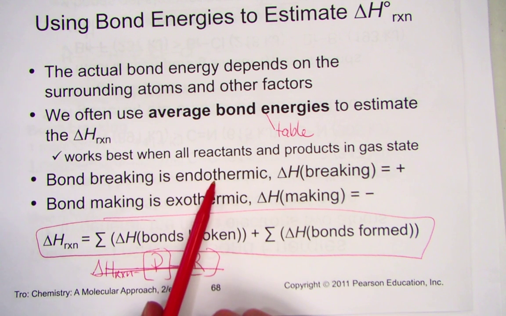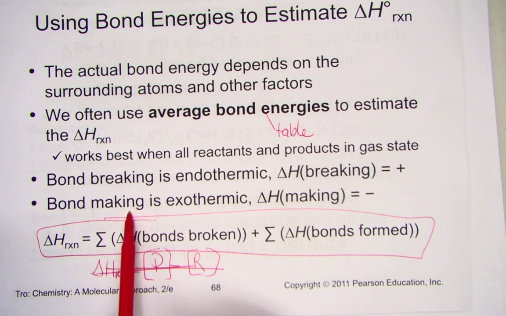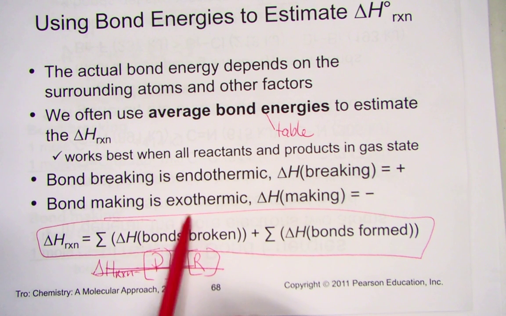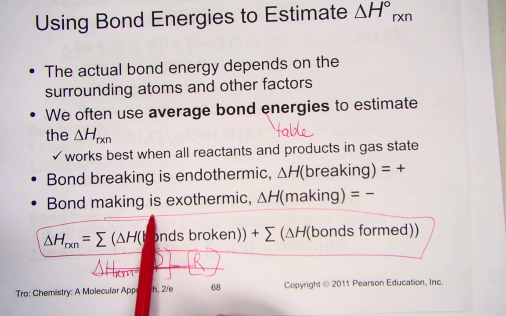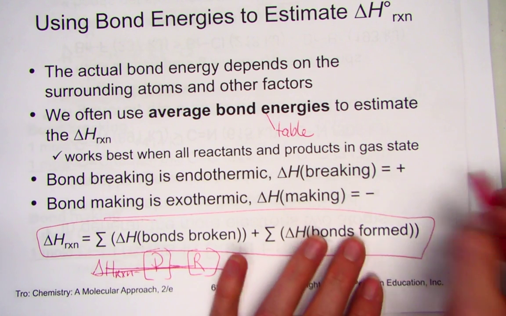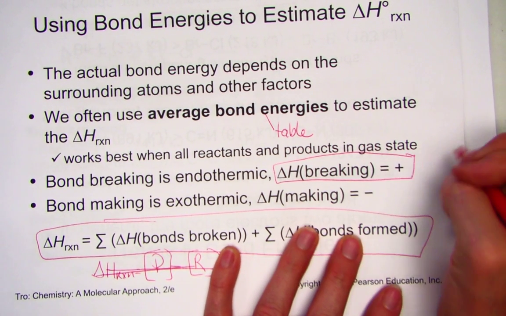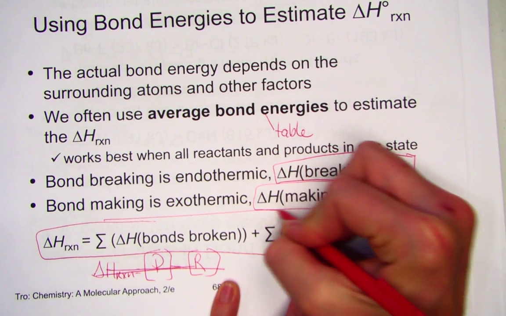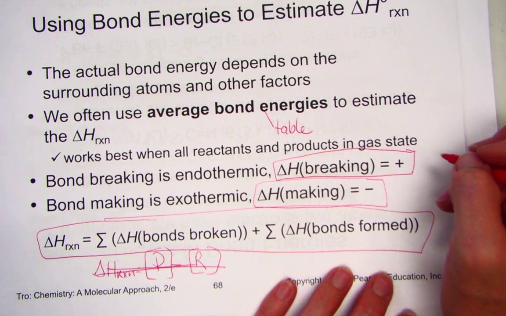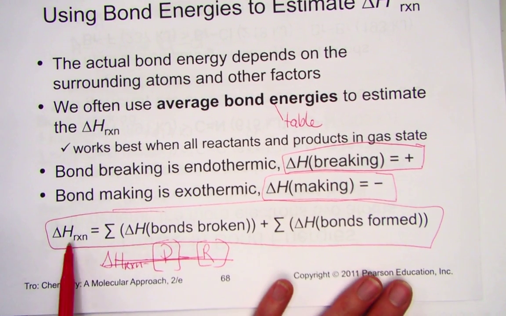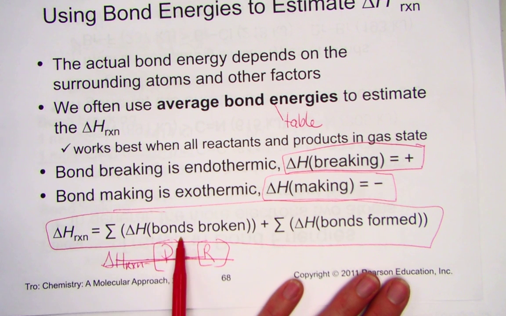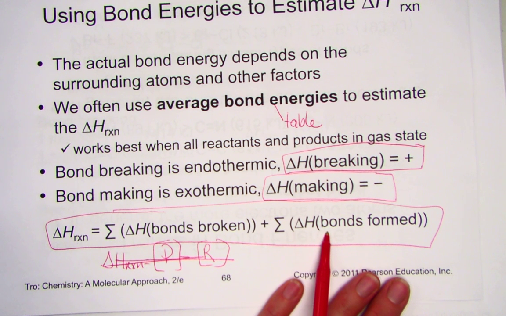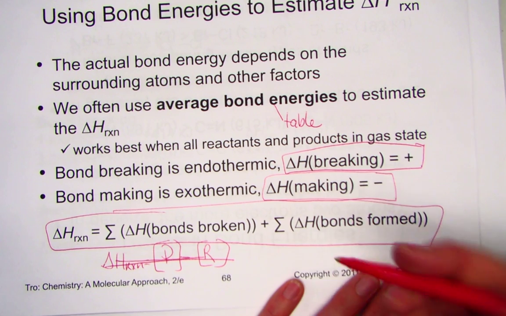Bond breaking is endothermic. Bond making is exothermic. Breaking bonds requires energy. Making bonds releases energy. Important note: if I'm breaking bonds, the sign on delta H is positive. If I'm forming new bonds, the sign on delta H will be negative. The heat of the reaction is the sum of all the bonds broken plus the sum of all the bonds formed. Forming bonds is exothermic.